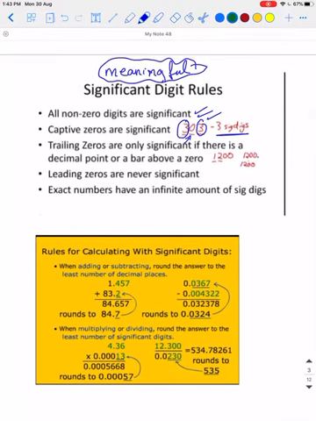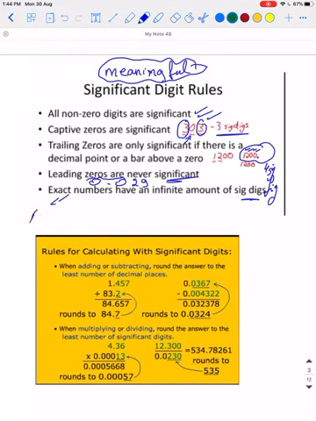Trailing zeros are only significant if there is a decimal, like here for example. Trailing, it means the zeros that come at the end, like this one 1200, and there is a decimal. So in this case, the zeros here are significant. So 1, 2, 3, 4. This one has 4 significant figures. Leading zeros are never significant. For example, 0.029. These zeros, we call them leading zeros. They are never significant.